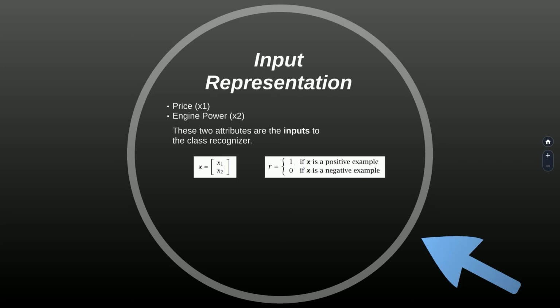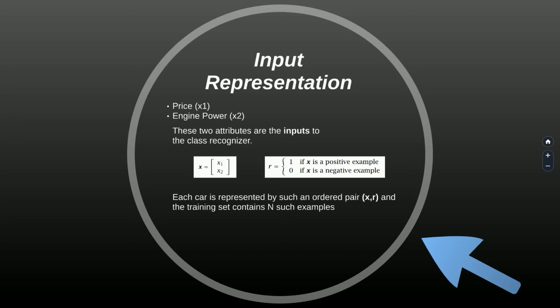We also have r, which is a vector as well: 1 if x is a positive example and 0 if x is a negative example. Most of these inputs, in most cases, are going to have binary labels for the classes or example spaces. So instead of saying positive example, you'll just say 1, and a negative example is going to be a 0.